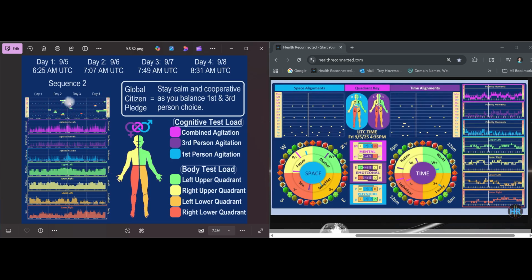If you're a person that has problems with low back stuff, knee pain, hip pain, digestive issues, day 3, see this red and orange here? That's going to come to the lower quadrants. See this? Now, these are relatively small. You can see on day 2, we've got an orange one here.